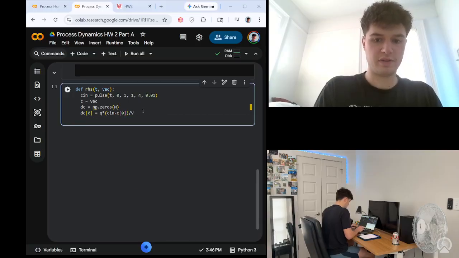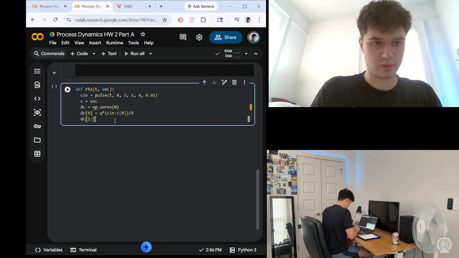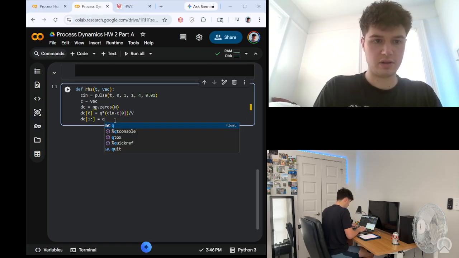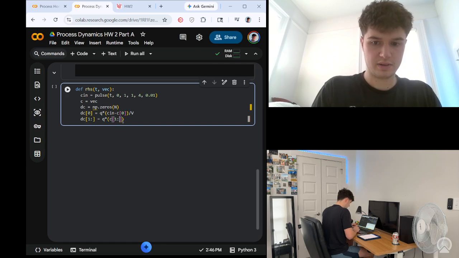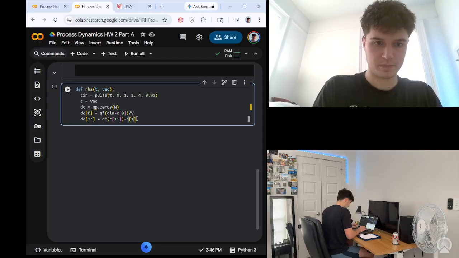And then the final derivative that we're going to take here is dC of 1 through however many numbers we want. So just colon and essentially the infinity sign. And this equation is going to be Q flow in multiplied by our C value, which will be from 1 to infinity, minus the same thing, but that will be divided by V.